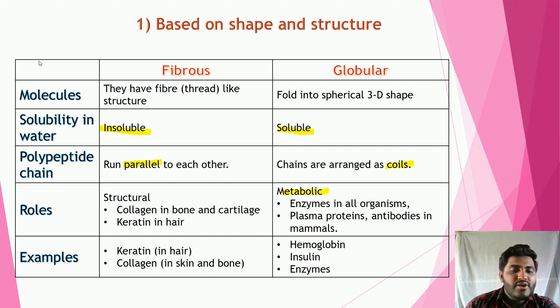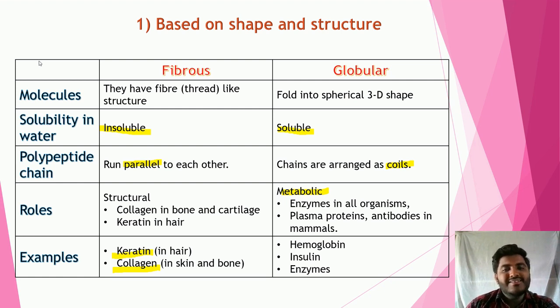I hope you understood. In hair we have keratin protein, that is an example for fibrous. And in skin and bone we have collagen protein, that is also an example for fibrous. If you come to the globular proteins, hemoglobin, you know already, it is found in blood, hemoglobin, insulin, and enzymes in all organisms. These are all examples for globular proteins. I hope you understood.